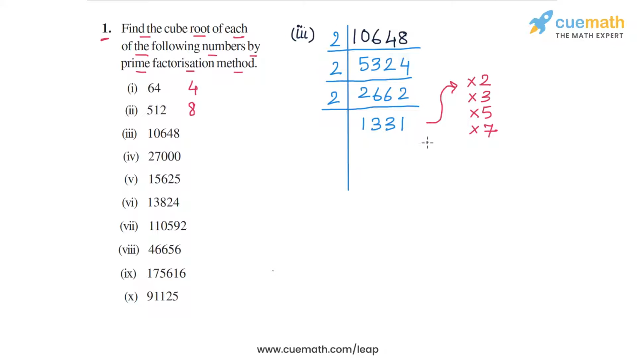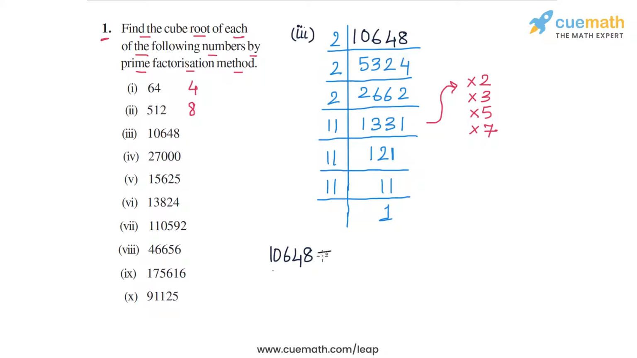But it is a multiple of the next prime factor, which is 11. And you can verify that. So if I take out a prime factor of 11, we will be left with 121. And 121 we know is the square of 11. So we can take out another 11 and that will give us 11, and then we take out the last 11 and that will give us 1. So this completes the prime factorization for 10,648.